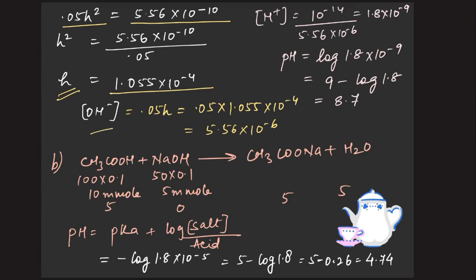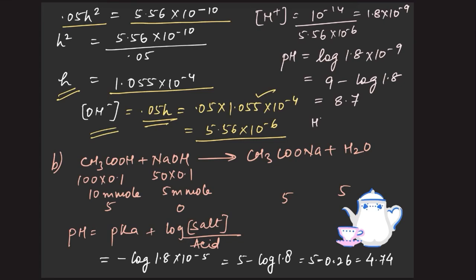Now what is the concentration of OH minus ion? The concentration of OH minus ion will be 0.05 h. So putting the value of h and solving, the concentration of OH minus ion is 5.56 into 10 to the power minus 6.